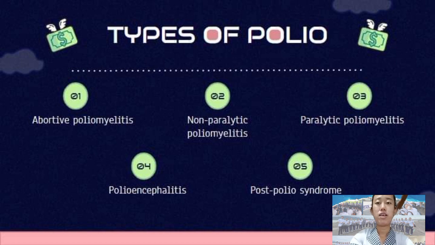Next, we have polioencephalitis. It is a rare type of polio that mostly affects infants. It causes brain swelling. And the last one, we have post-polio syndrome. It's when symptoms of polio come back years after a polio infection.